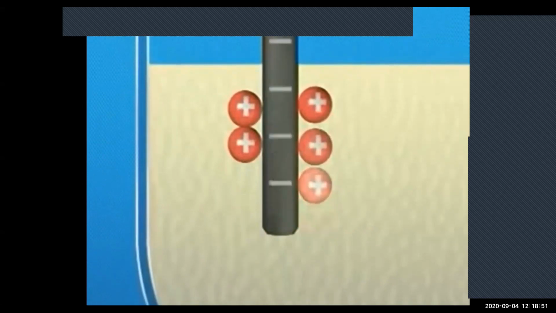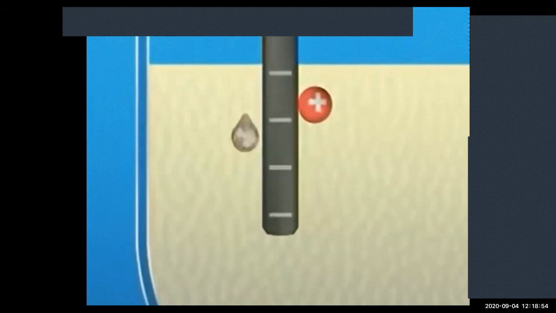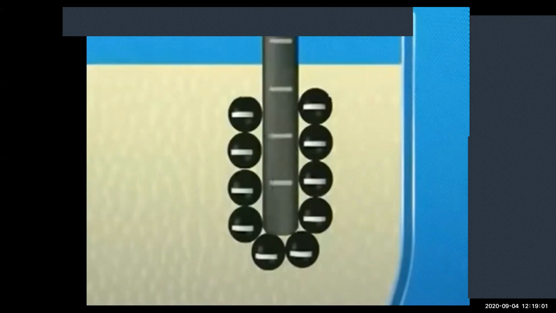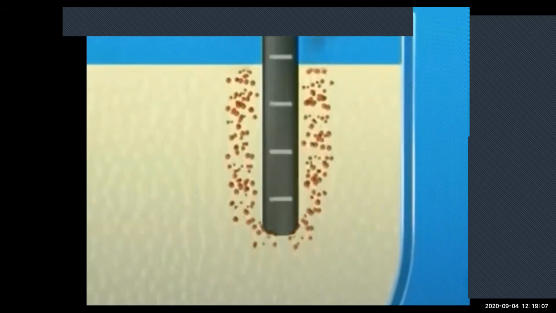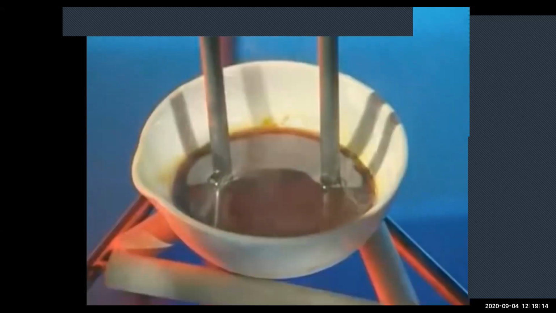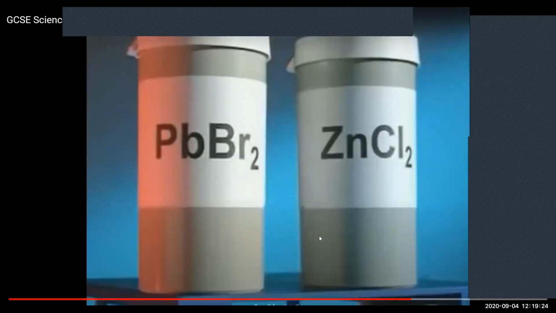Lead ions pick up electrons. They lose their positive charge and form lead atoms. Bromide ions give up electrons. They lose their negative charge and become bromine atoms. These form a gas. Electrolysis of lead bromide only works when the compound is molten. Why doesn't it work when the compound is solid? Change the compound from lead bromide to zinc chloride and the products of electrolysis will be different. What would you expect to see happening when electricity is passed through molten zinc chloride?